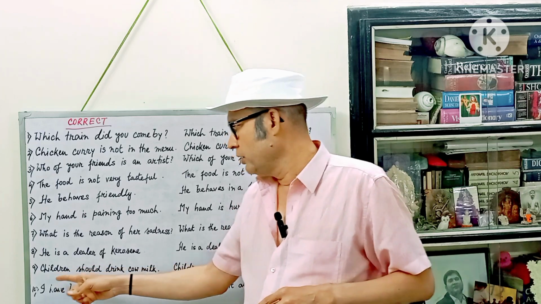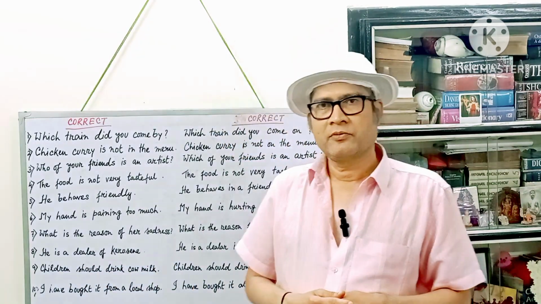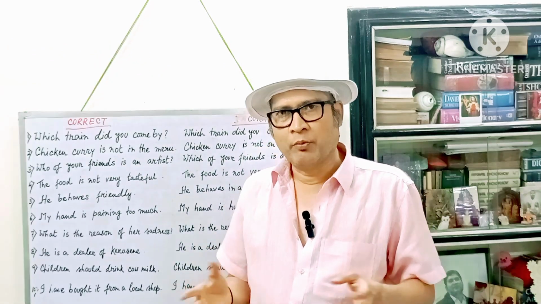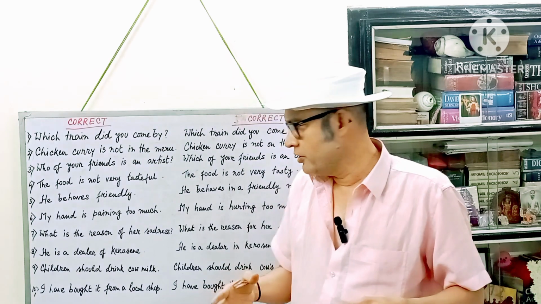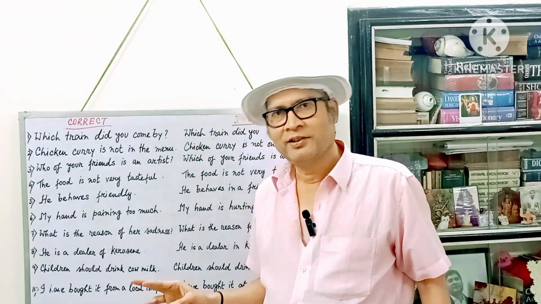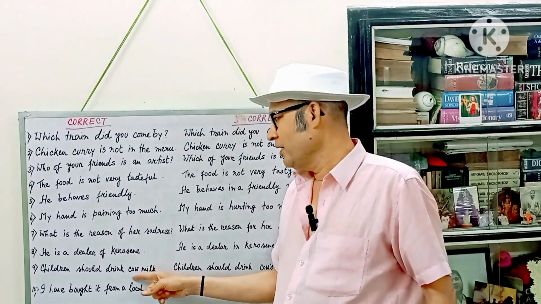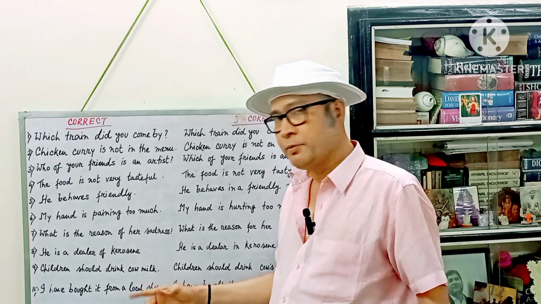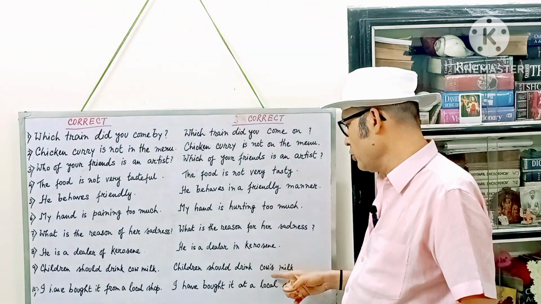Next one, number 9. Children should drink cow milk. Do you agree with me? Of course. Yes. But is this sentence a correct one? No. The sentence is incorrect. Why? Because the English people do not say cow milk, but they say cow's milk.